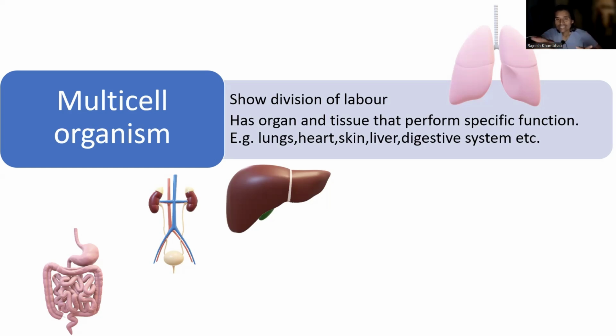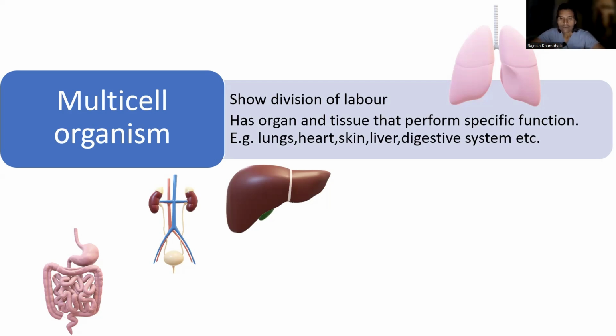Now, all these organs are doing their own function, their own separate single functions. And that is how the whole body is doing different functions together. This is called division of labor. So understand, in multicellular organisms, such type of division of labor is also seen.